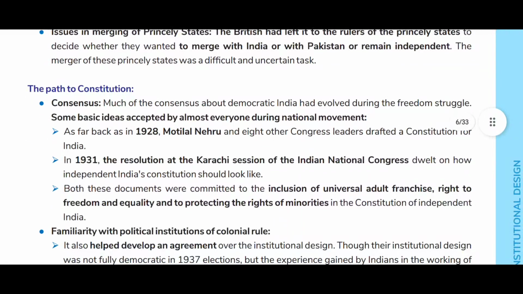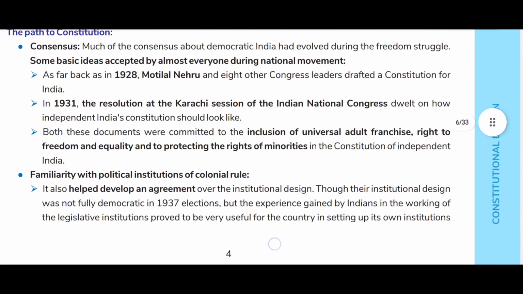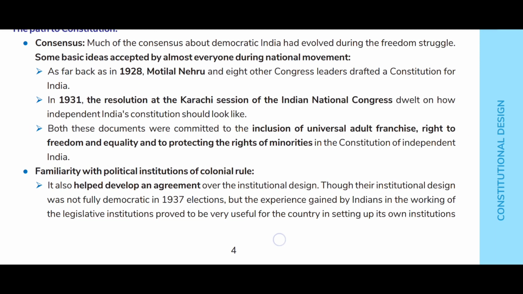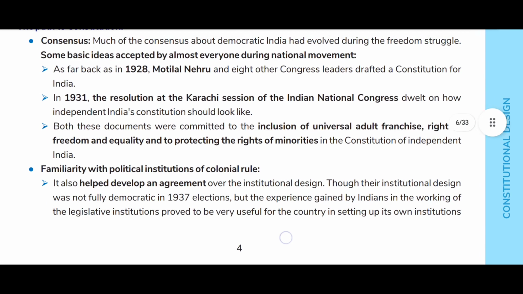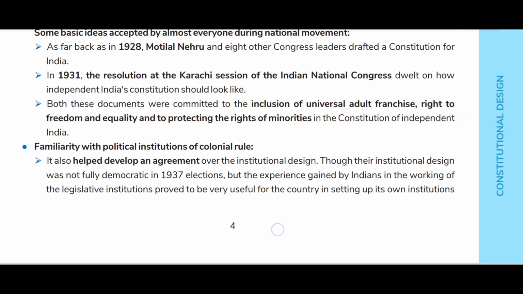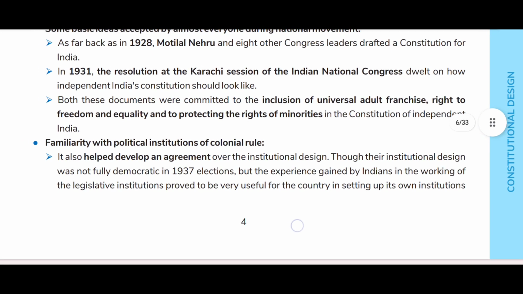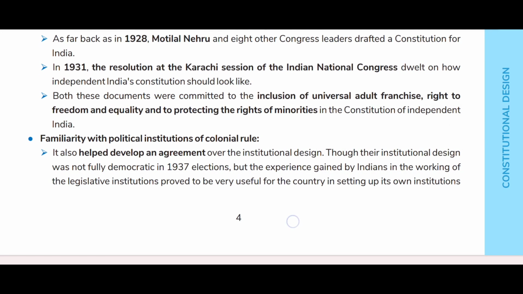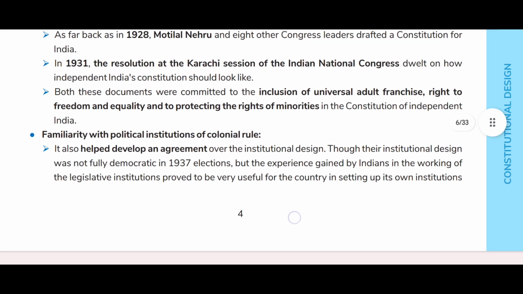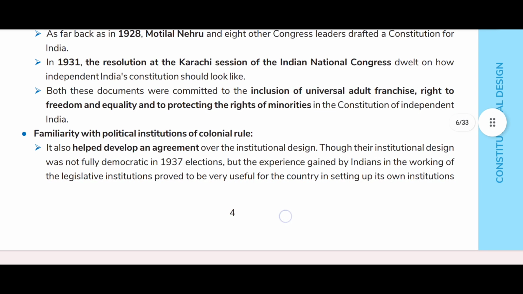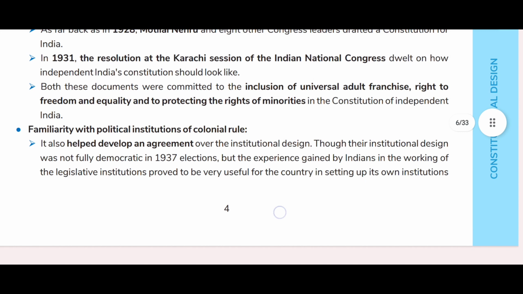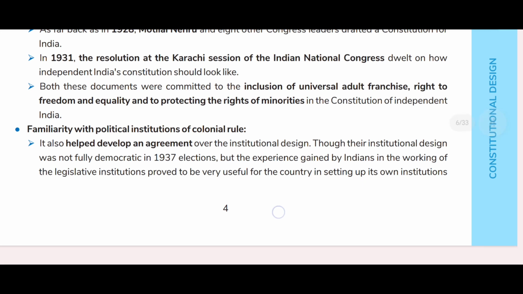The path to the Constitution: consensus. Much of the consensus about democratic India had evolved during the freedom struggle. Some basic ideas were accepted by almost everyone during the national movement. As far back as in 1928, Motilal Nehru and 8 other Congress leaders drafted a constitution for India. In 1931, the resolution at the Karachi session of the Indian National Congress dwelt on how independent India's constitution should look like. Both these documents were committed to the inclusion of universal adult franchise, right to freedom and equality, and to protecting the rights of minorities in the constitution of independent India.